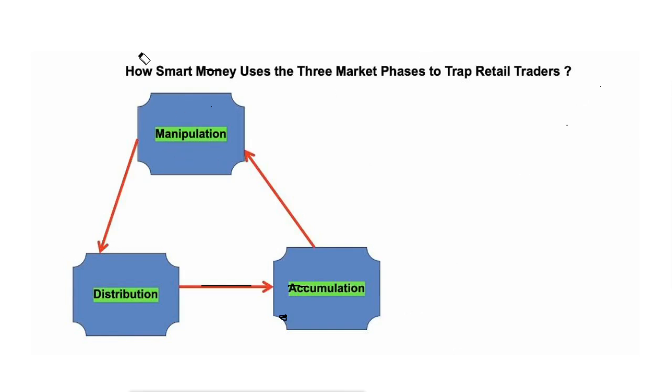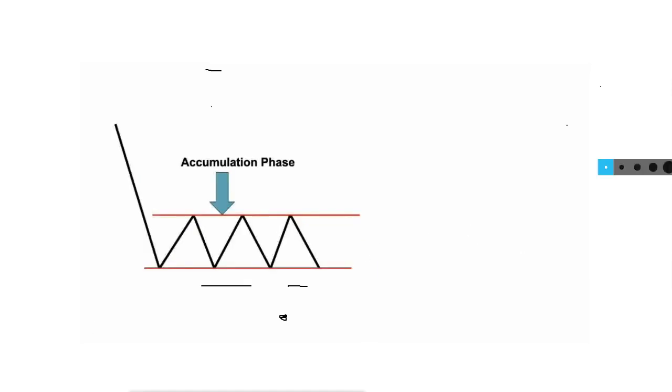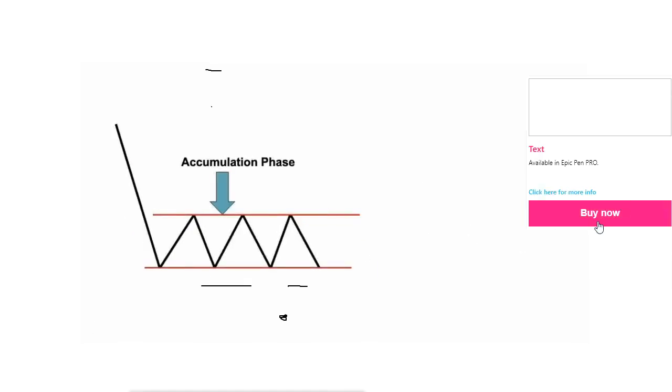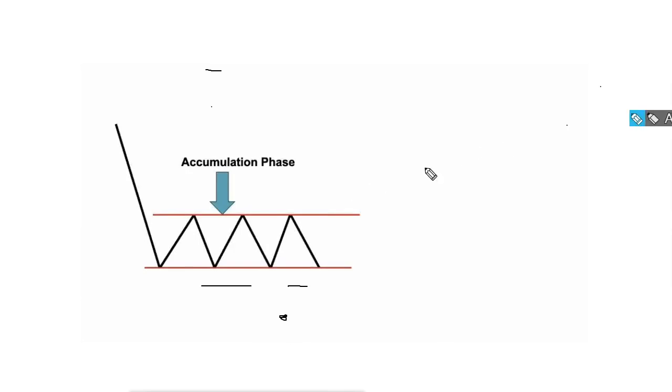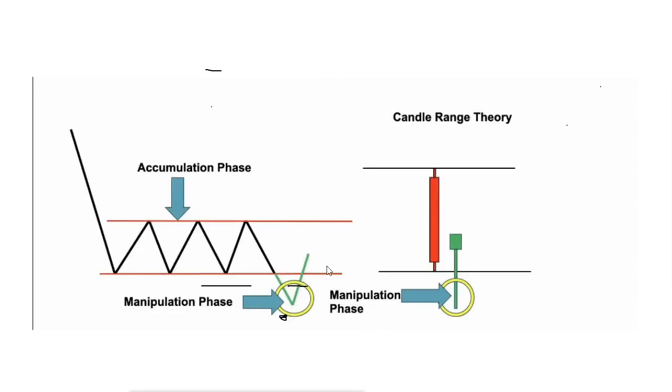So moving on, that's how the market maker uses the power of three. We have the accumulation, the manipulation, and the distribution. These are the three phases of the market maker, just like what I said earlier. In the accumulation phase they trap orders. This is a candlestick representation of the power of three.